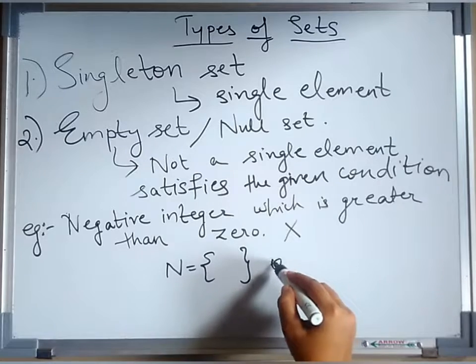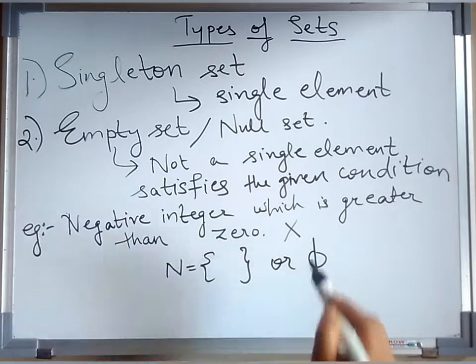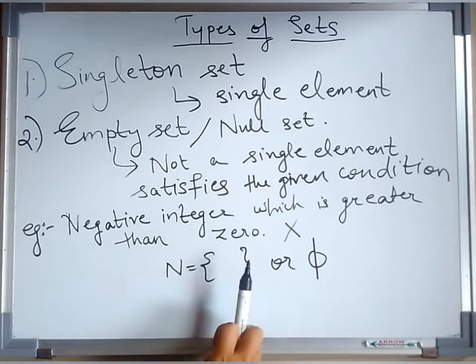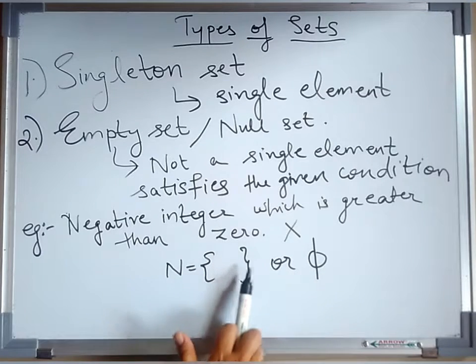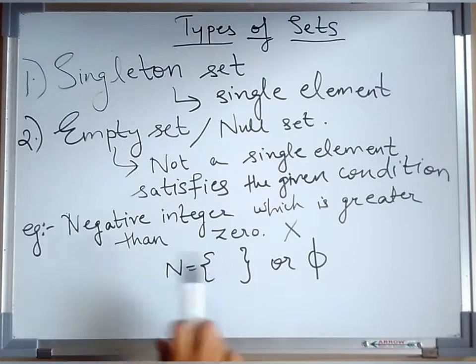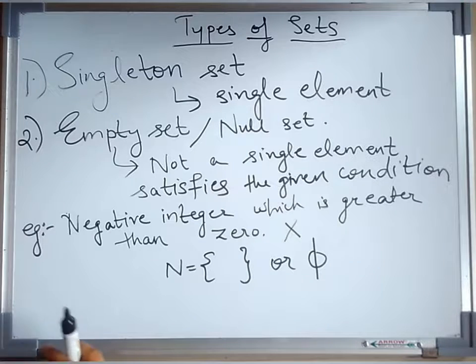In other words, I can write it as null set. I can represent null set using either this symbol or just with curly braces and nothing inside it.